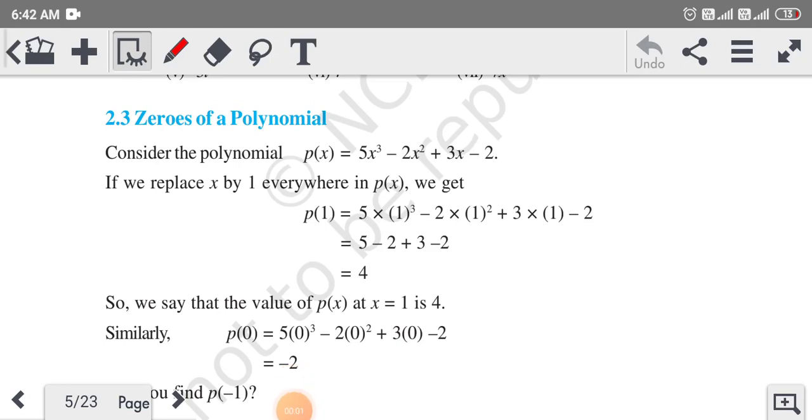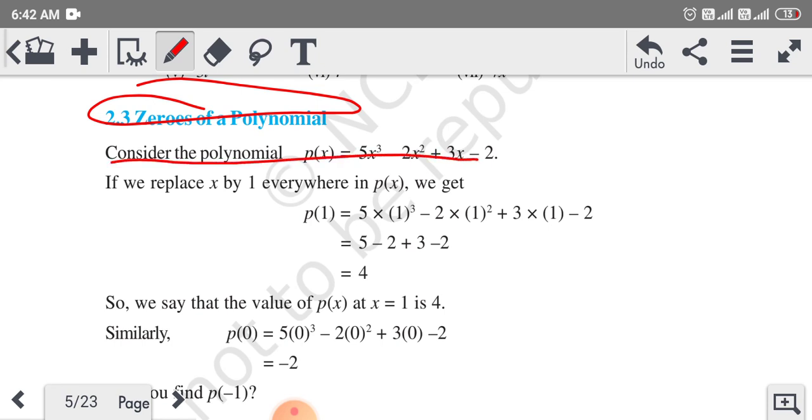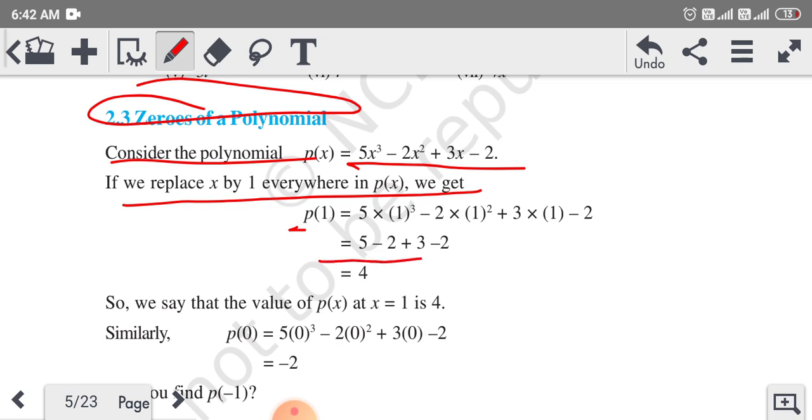Today we are going to start exercise 2.1, that is, zeros of a polynomial. Consider a polynomial 5x cubed minus 2x squared plus 3x minus 2. If we replace x by 1 everywhere in p(x), we get p(1) is equal to 5 into 1 cubed minus 2 into 1 squared plus 3 into 1 minus 2, that is equal to 5 minus 2 plus 3 minus 2 is equal to 4.